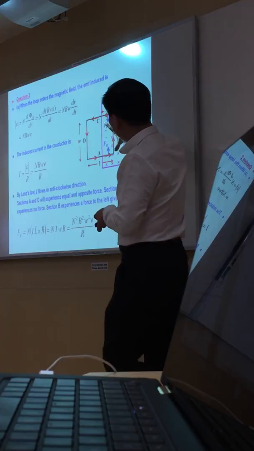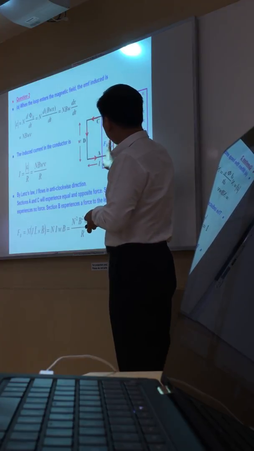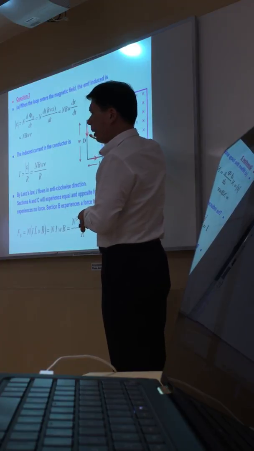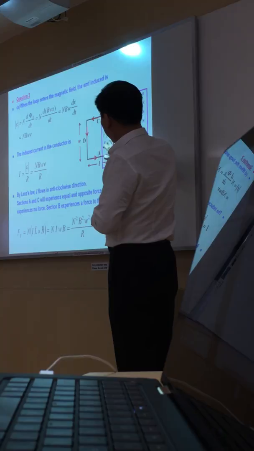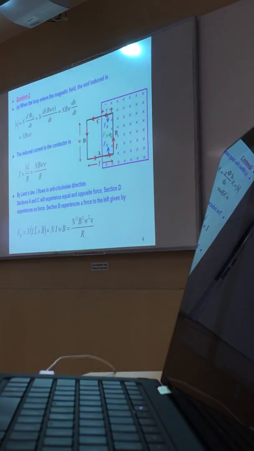For this part, there will be a force given by IL cross B. So L, which is along direction I, cross B. You see my thumb is pointing to your left. So there is a magnetic force acting on this vertical segment. This force can be obtained as IL cross B, and you need to multiply by n because there are n turns. Each turn will experience IL cross B.